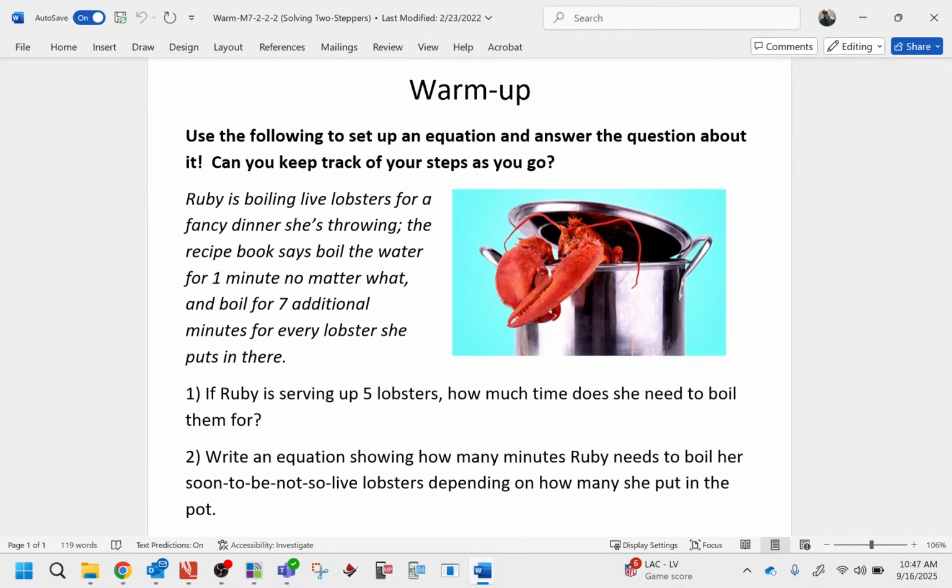So, Ruby, sir. Let's read this story. Yes, is it ma'am? One minute, no matter what, for every lobster? Just one? One minute. So you have to boil it for 1 minute plus 7 minutes every time you plunk one in. Yeah. Let's see here. Make sure I don't get zonked again.